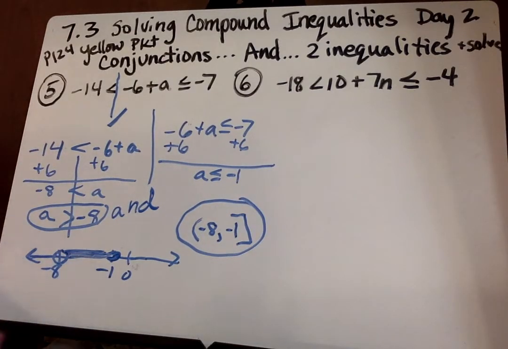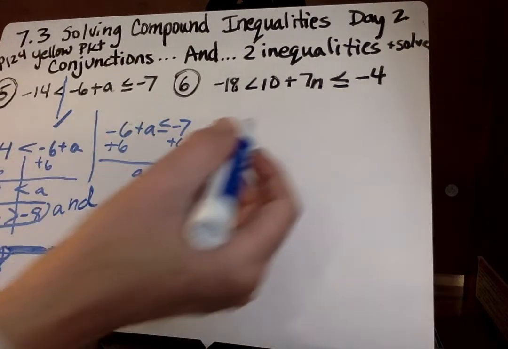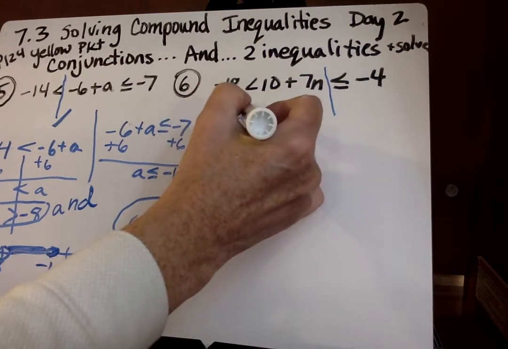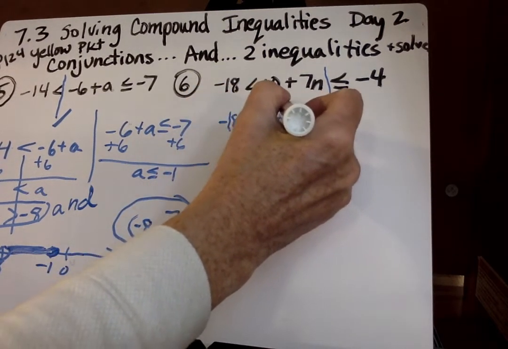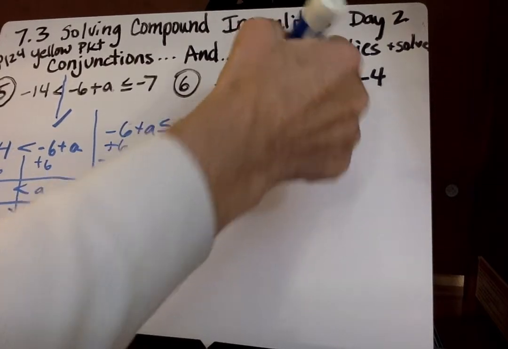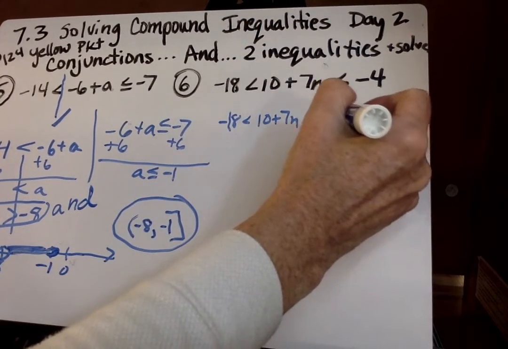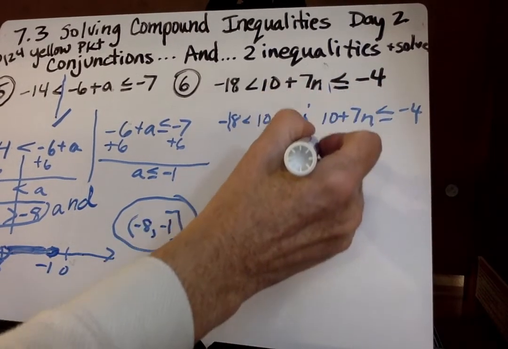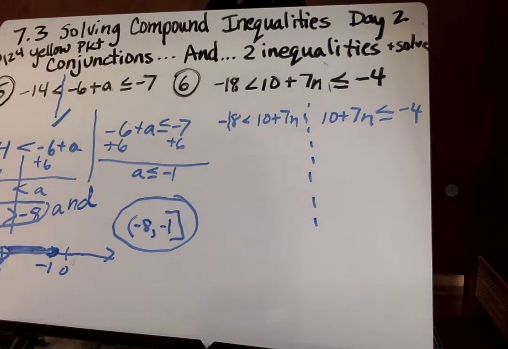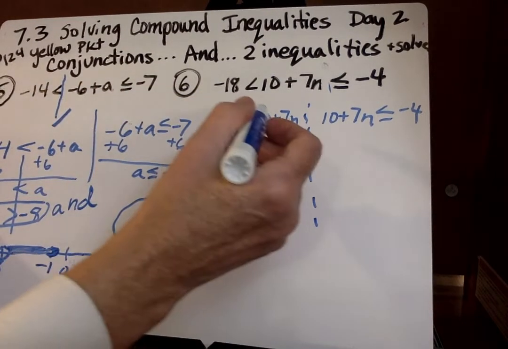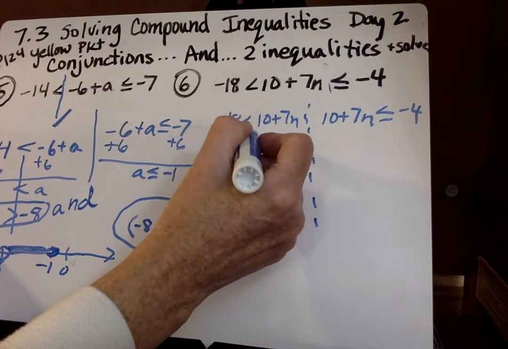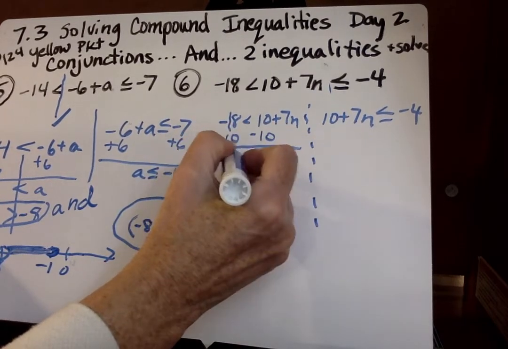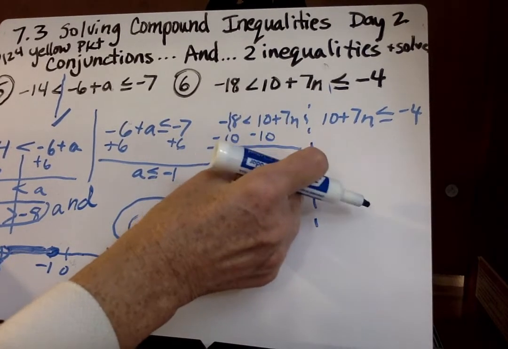Okay, now we're going to go ahead and go on to number 6. And again, I'm going to break right there and put negative 18 is less than 10 plus 7n. Then I'm going to start with 10 plus 7n over here is less than or equal to negative 4. So I'm going to have two different equations right there. Okay. Now I want to go ahead and solve. So I can say I'm solving for n. I'm going to go minus 10, negative 28.